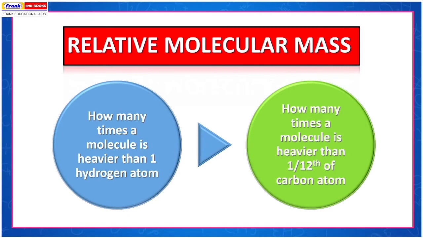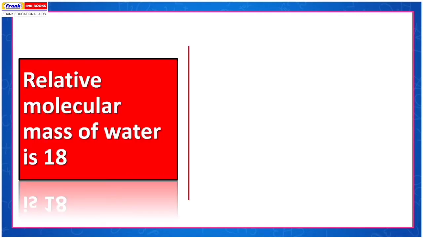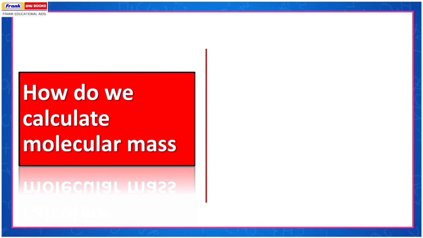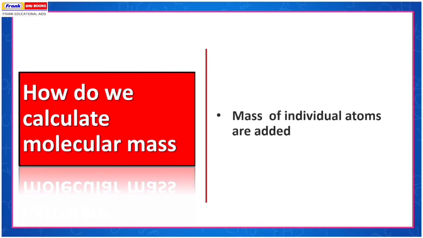Relative molecular mass of water is 18. That means 1 molecule of water is 18 times heavier than 1 hydrogen atom or 1/12th carbon atom. How do we calculate molecular mass? Mass of individual atoms are added.